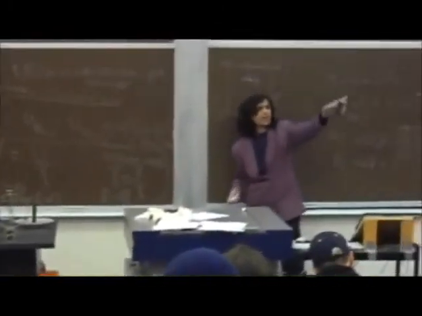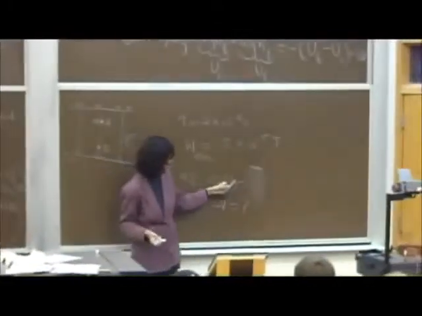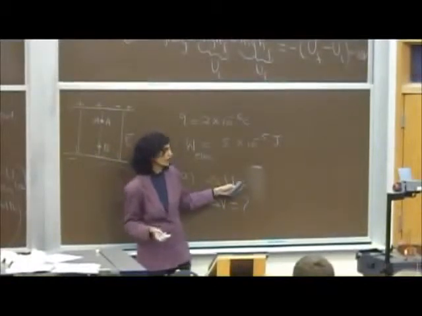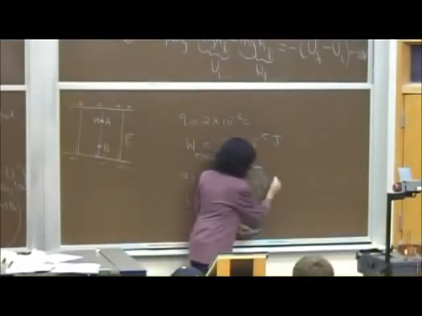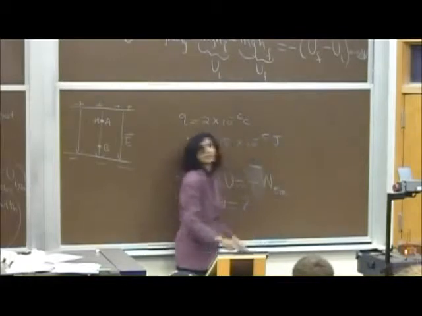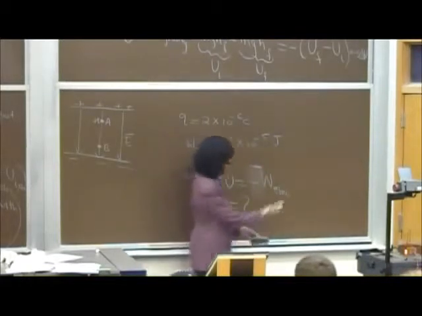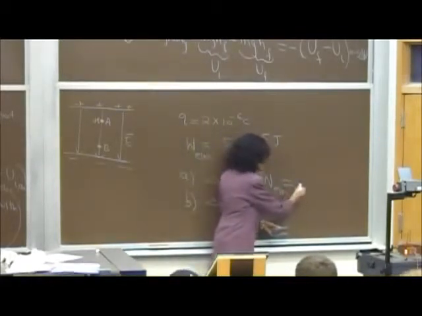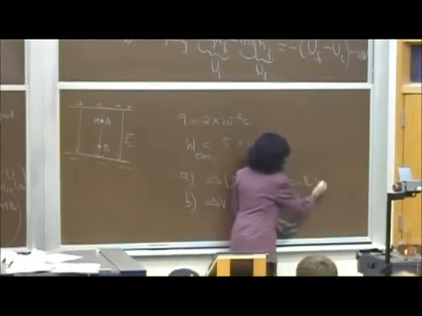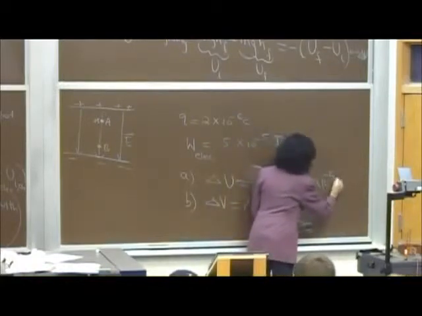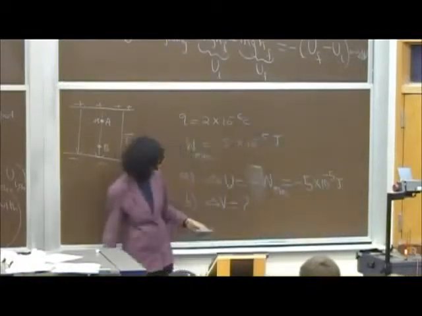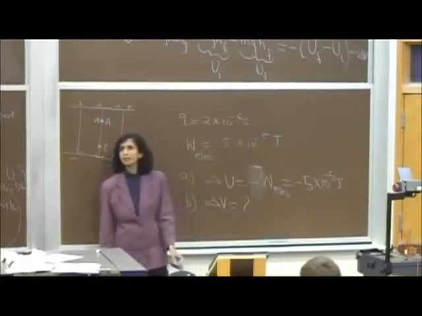Alright, who wants to tell me what's the answer to this one? Somebody from this side? How do I know delta U is equal to? Oh, very good. Negative of the work done by the electrostatic force, and this is negative 5 times 10 power minus 5 joules. Very good. What about the second question, delta V?